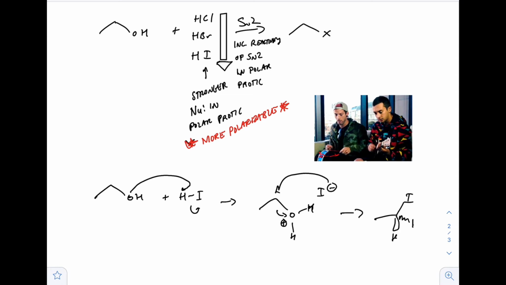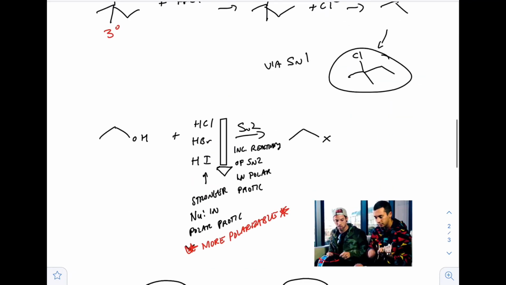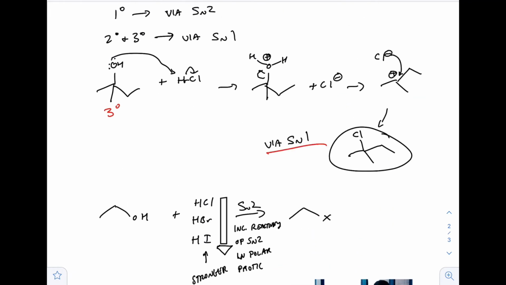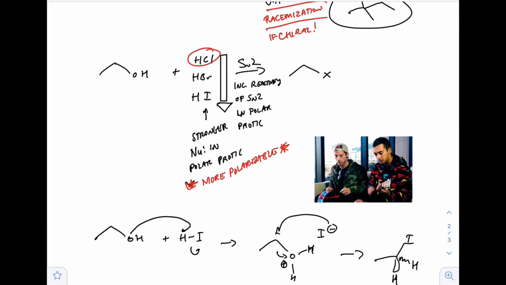Backside attack via SN2, and we get, I drew the wedges and the dashes just because it's technically inversion, right? Because it's an SN2, but it's only obvious that there's an inversion occurring when there is a stereogenic center, so if it's chiral. Otherwise, with two hydrogens, you can't tell. It's indistinguishable. But via the SN1 reaction, remember, a racemization occurs if it is chiral, because we have that planar carbocation intermediate.